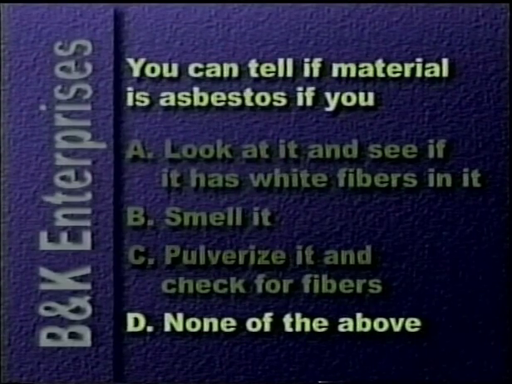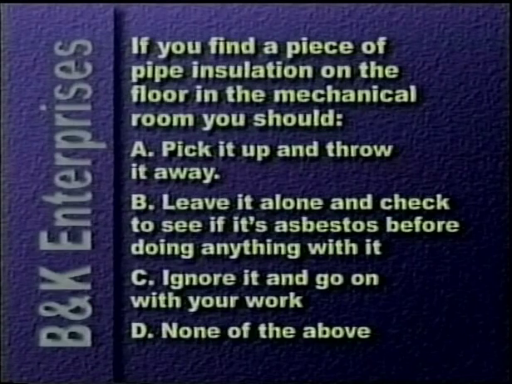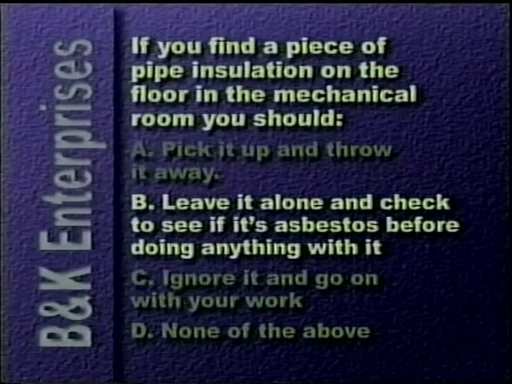Number 13. If you find a piece of pipe insulation on the floor in a mechanical room, you should A, pick it up and throw it away. B, leave it alone and check to see if it is asbestos before doing anything with it. C, ignore it and go on with your work. D, none of the above. The correct answer is B, leave it alone and check to see if it is asbestos before doing anything with it.